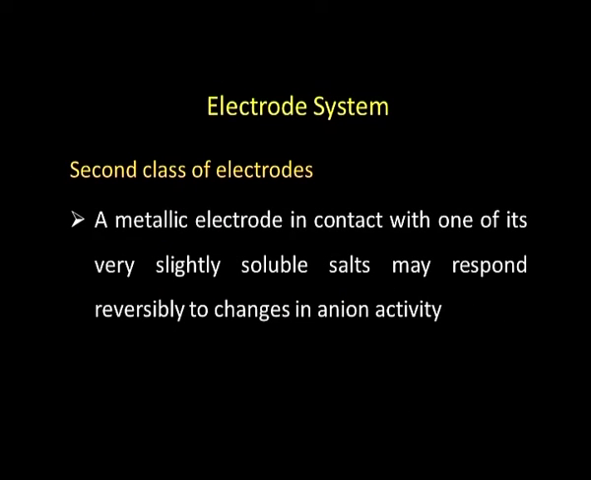The second class of electrodes are metallic electrodes which are in contact with one of their very slightly soluble salts and may respond reversibly to changes in anion activity. For example, we have Hg, Hg2Cl2 (mercurous chloride) and chloride ion. Similarly, silver, silver chloride and chloride ion. In this case, we can see Hg2Cl2 or AgCl are very slightly soluble salts.